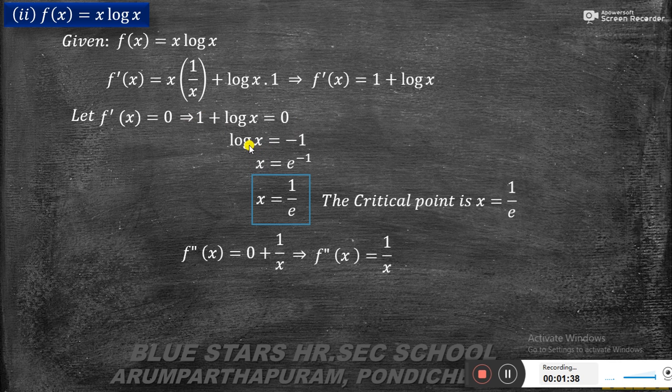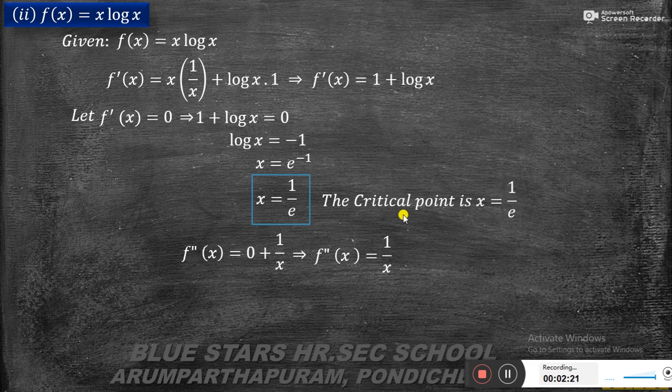Now I take the exponential on both sides. So e power log x equal to e power minus 1. The exponential and log cancelled, so x equal to e power minus 1. Since the power is minus, I write this term in the denominator with a plus power, so 1 by e. Therefore x equal to 1 by e. This is the critical point.